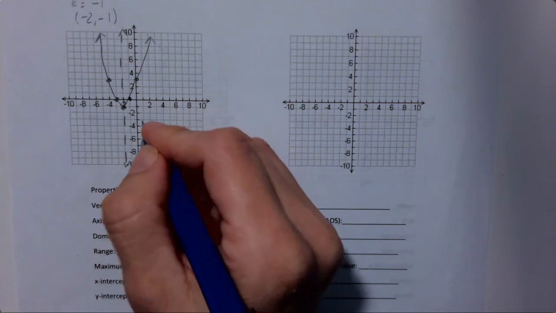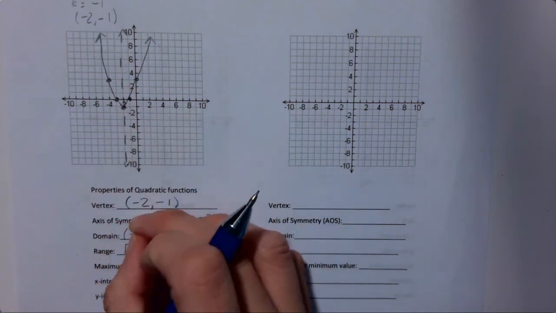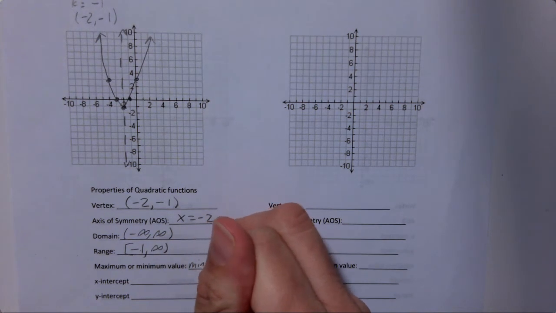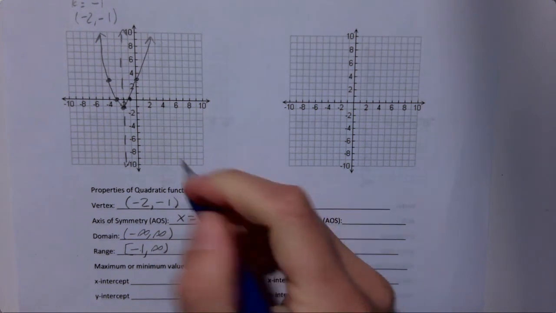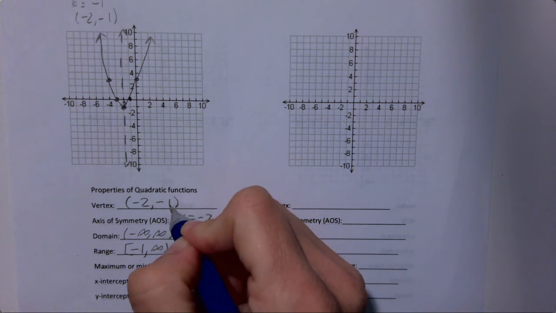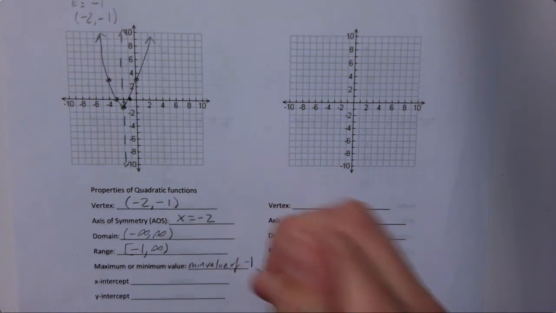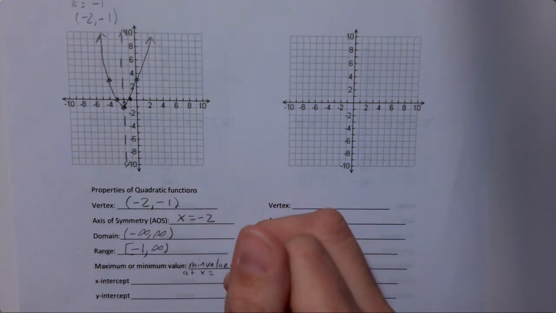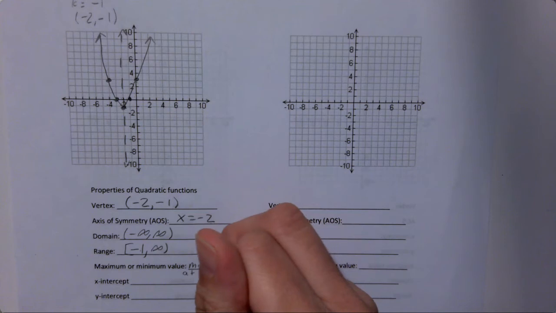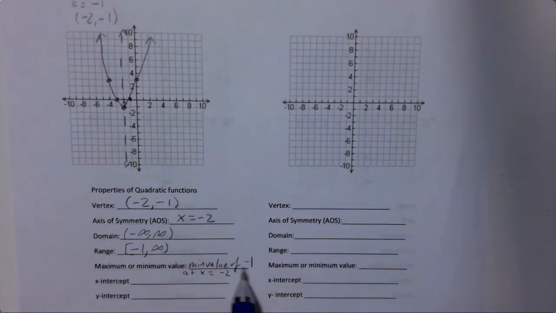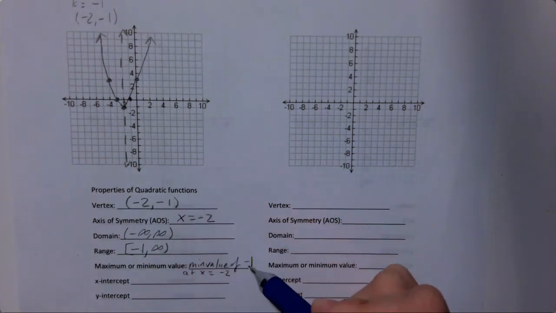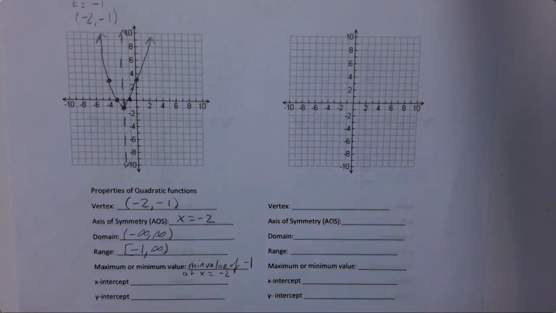And we always say it's a minimum value of y at x. So in this case, we say minimum value of y. The y coordinate is -1 at x equals -2. So it's a minimum value of -1 at x equals -2. That means the smallest value that y can be is -1, when x is -2.